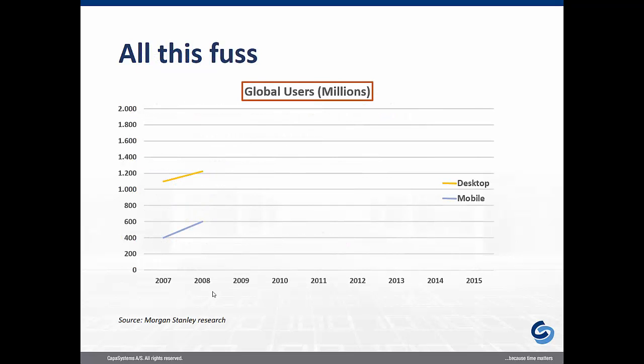Let's start by taking a look at what has happened in the usage of desktops and mobiles during the last 8 years, and where all this fuss about mobility comes from. As you can see, the global number of mobile users really took off from 2010, and it exceeded the number of desktop users by mid-2013.